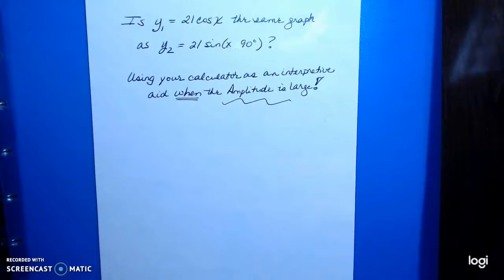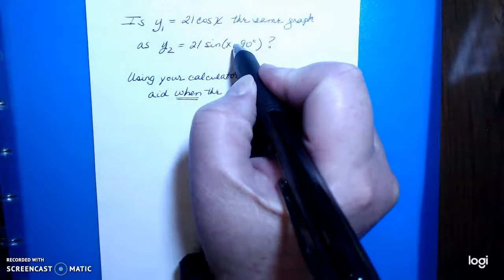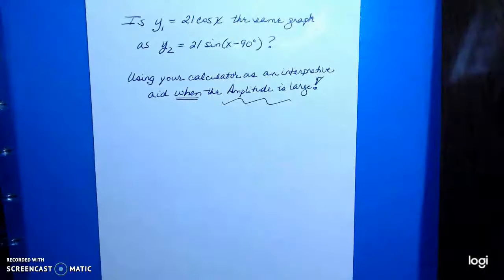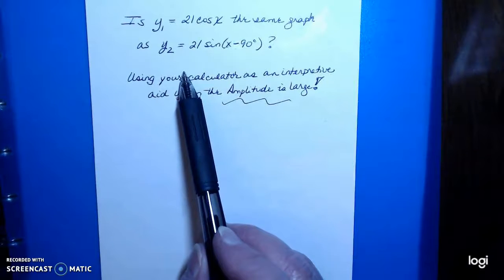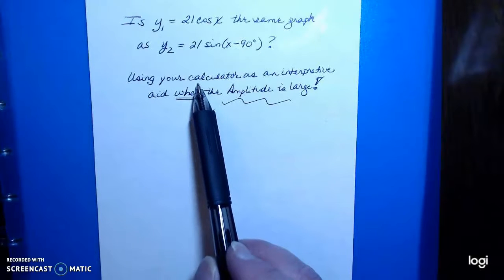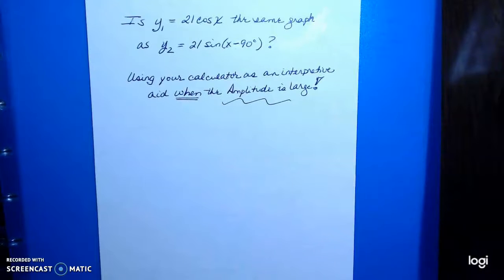So here's a question for you. Is 21 cosine x the same graph as 21 sine of x minus 90? I'm going to help you learn how to adjust your window using your calculator to then interpret the graphs. And in particular, this is a challenge when the amplitude is large.